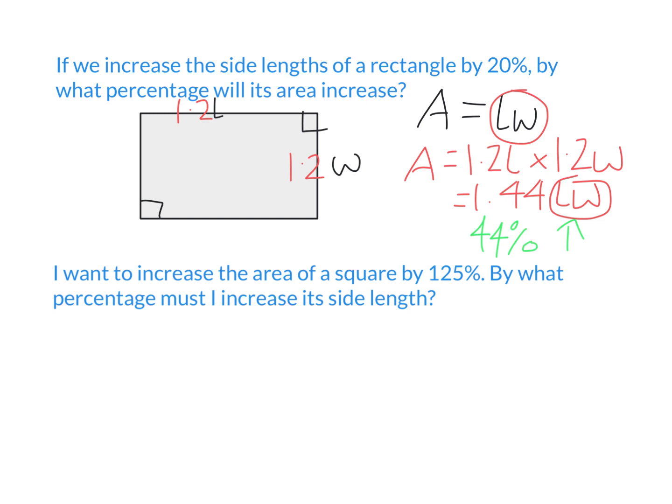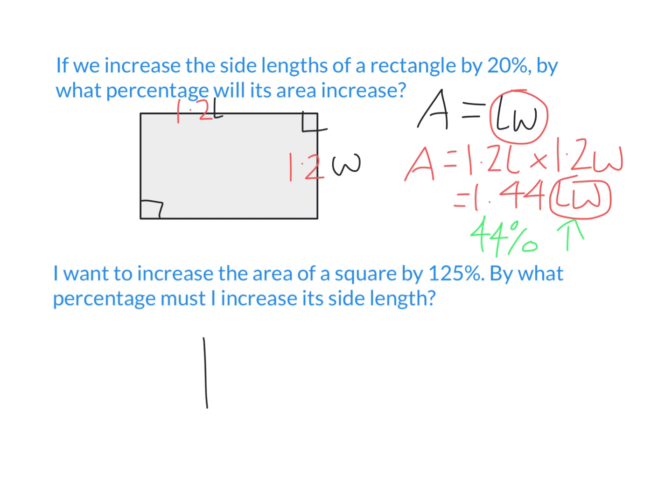If the area was 100, it's now 144. So this happens with all 2D shapes. If you multiply length and width by the same number k, you actually multiply the area by k squared. So let's look at going the other way. I want to increase the area of a square by 125%. By what percentage must I increase its side length?